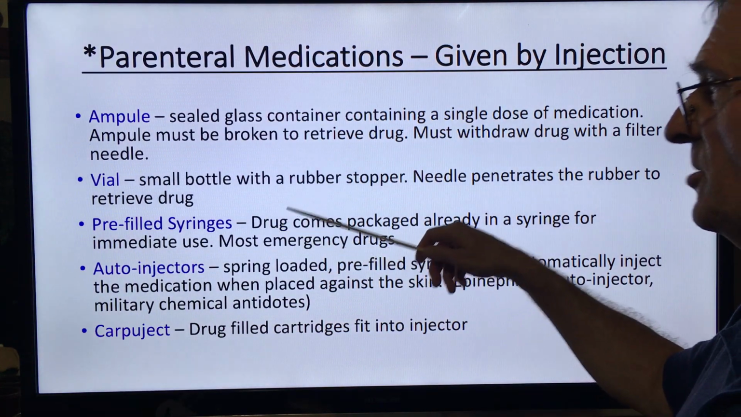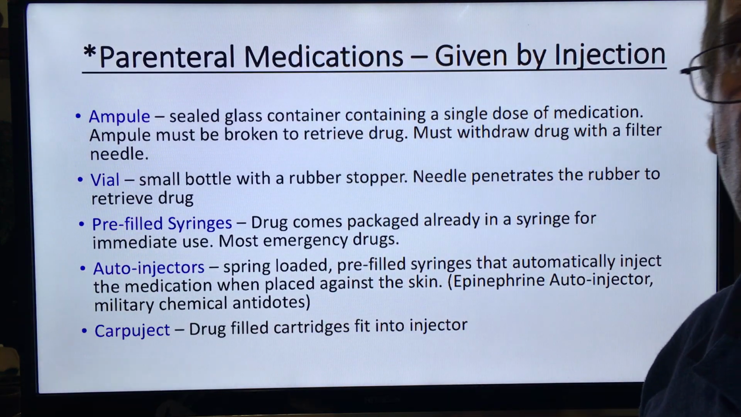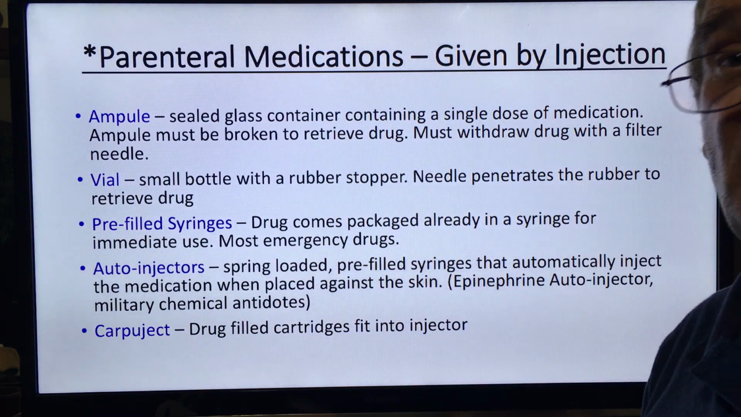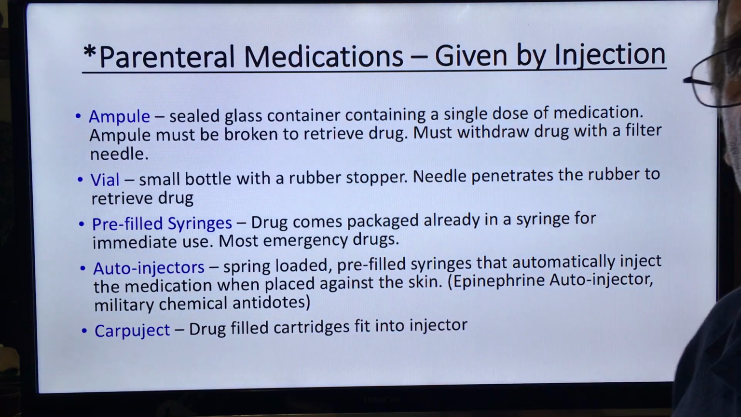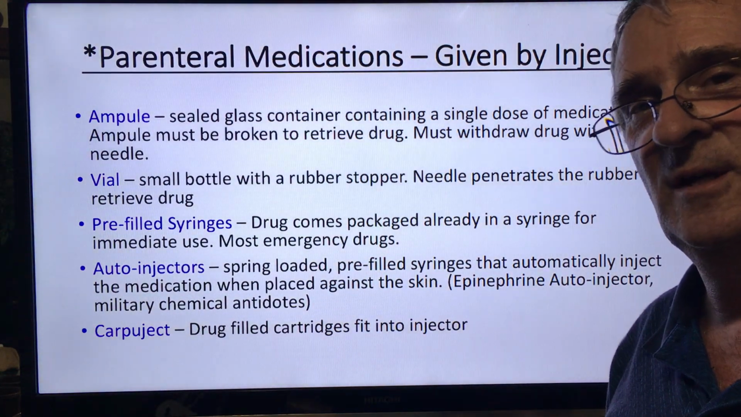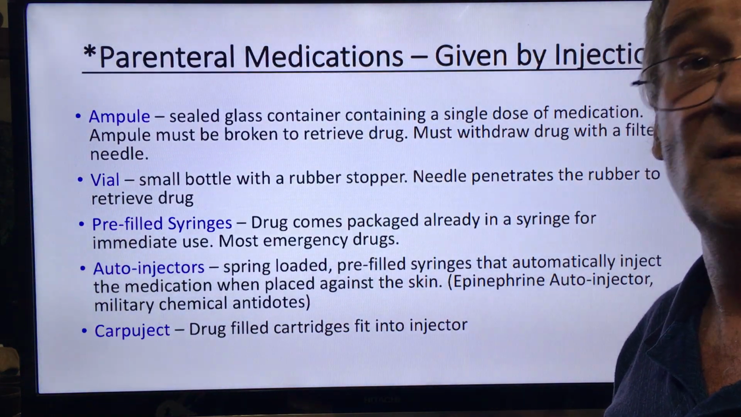Pre-filled syringes, these are drugs that come pre-packaged. All you have to do is assemble them and you give the medication. So it comes already with a syringe, a needle, and it's ready to give. These are primarily emergency medications that you would find on a crash cart because we haven't got time to draw up the meds. So we just screw the plunger on the drug and give it.